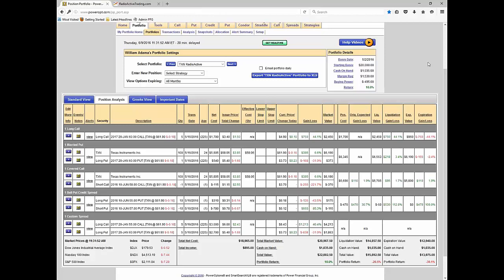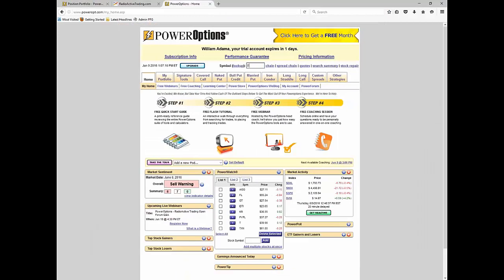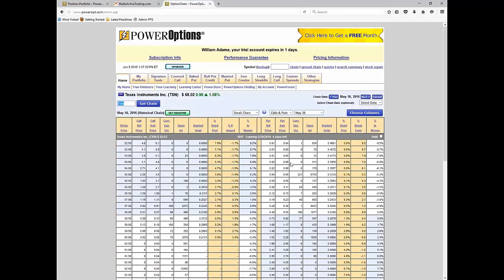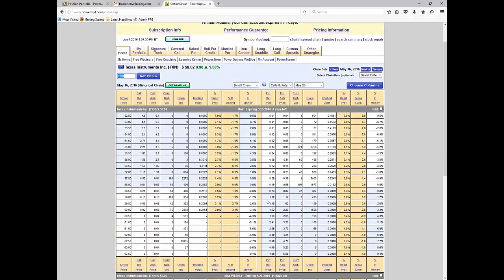All right, so here's what I'm going to do, folks. I'm going to go to the chain for Texas Instruments, and I'm going to go historically back to May 16th for our other positions. Seam asked about whether he should sell a short put in the position. Well, where do we know about time value on our short put? The highest time value on the position occurs at the money. On May 16th, Texas Instruments was trading at 58.02.